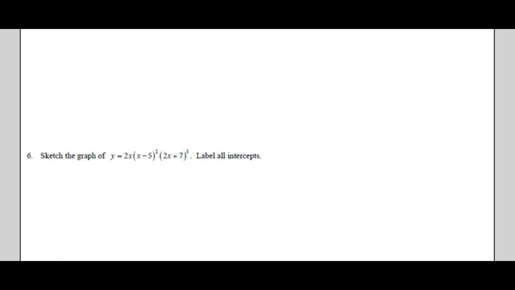Okay, so 5 is left. You see this in textbooks often. The following is left as an exercise for the reader. Well, you will see this, and it just means they couldn't do it, so you do it. Sketch the graph of y equals 2x times (x minus 5) squared times (2x plus 7) cubed. Label all intercepts. Okay, you should be able to do this, right? So why don't you give it a try?